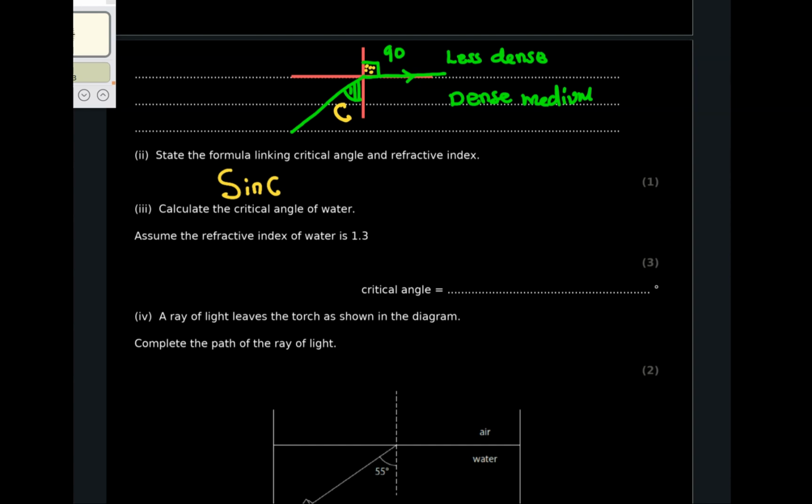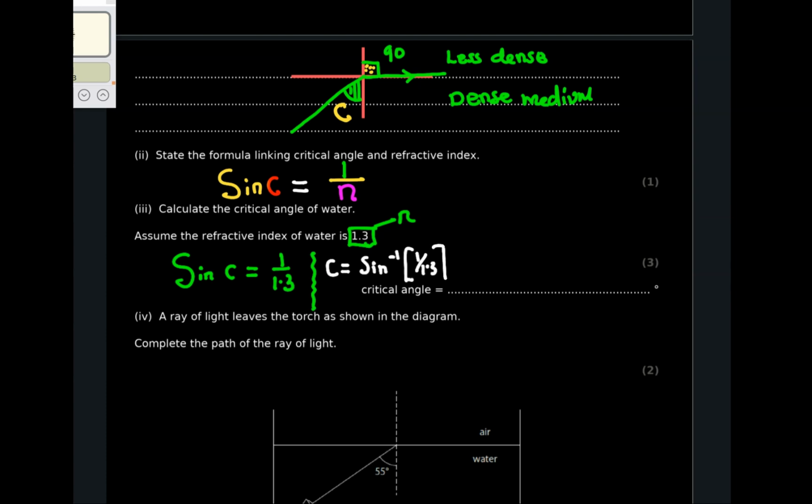Next, state the formula linking critical angle and the refractive index. So that is going to be sine of the critical angle equals 1 over the refractive index. So this is very critical. We can use it, if you are given the refractive index, like in this question, to come up with the critical angle. In order to find the critical angle, we're going to find the sine inverse of 1 over the refractive index, and if you put that, you're going to get our answer as 50.